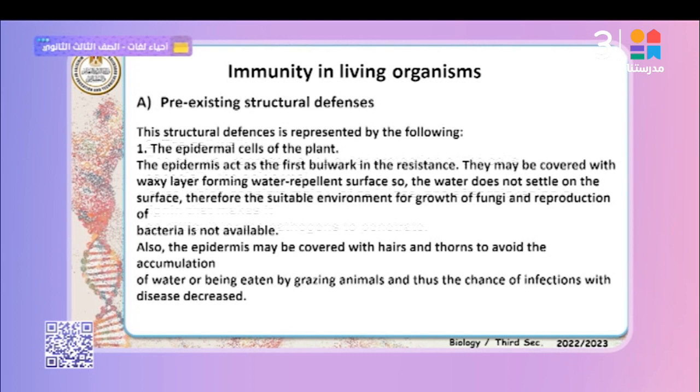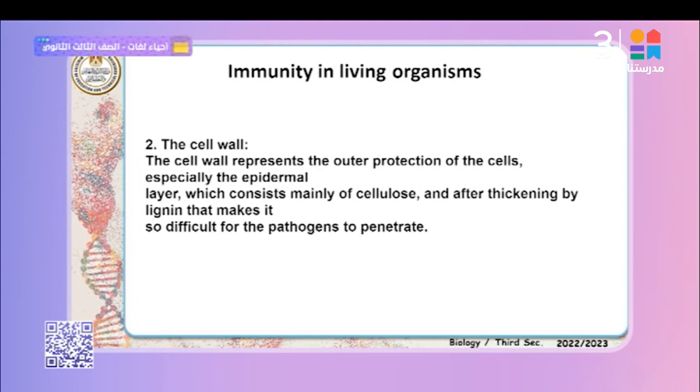Okay, that's right. Cell wall. Cell wall acts as the first line of defense. It's considered a natural barrier that prevents microbes and pathogens from entering the plant. The cell wall represents the outer protection of the cells, especially the epidermal layers, which consist mainly of cellulose, and is thickened by lignin, which makes it difficult for the pathogen to penetrate and enter the plant. So the cellulose is considered the first line of defense.